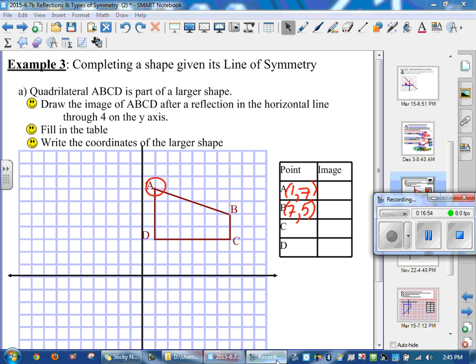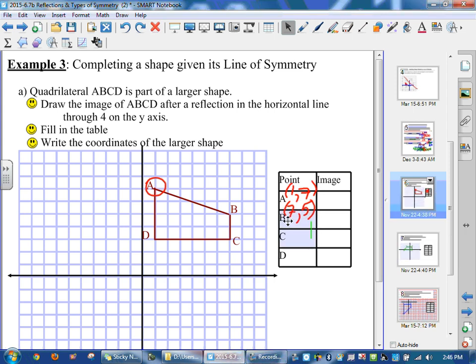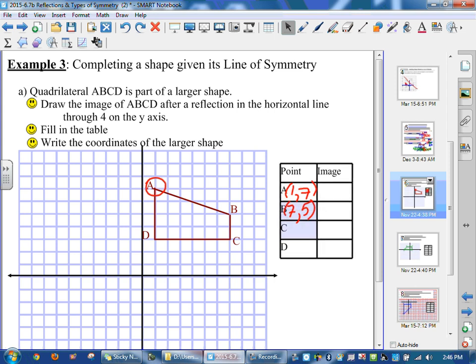7, 3. That moved on me here. I have to move this whole thing up. There we go. So 7, 3. What's D at? 1 and 3. Good. Now it says we're going to reflect them in a horizontal line through the number 4 on the y-axis.